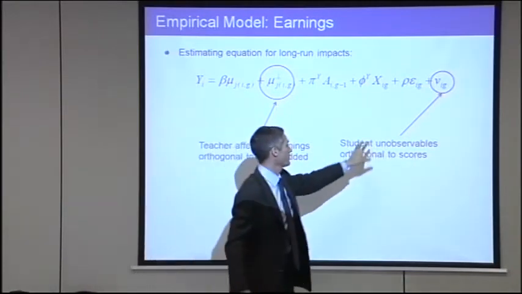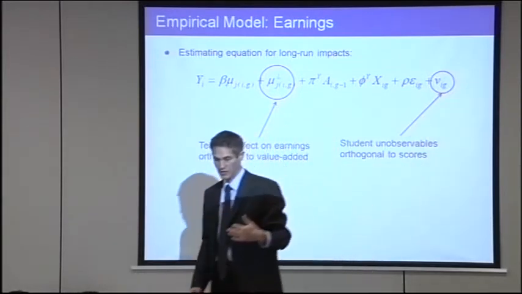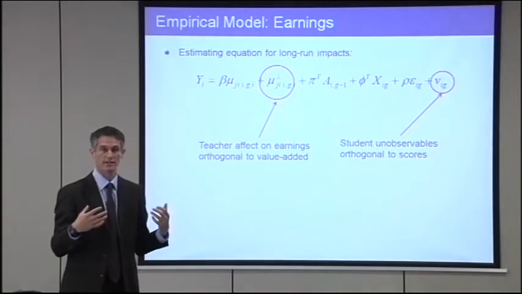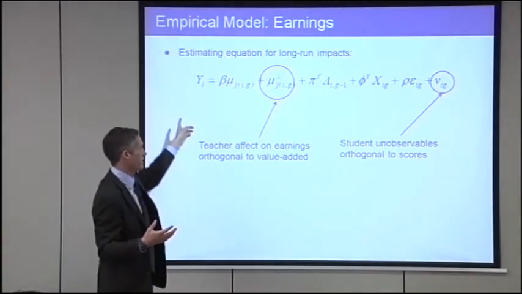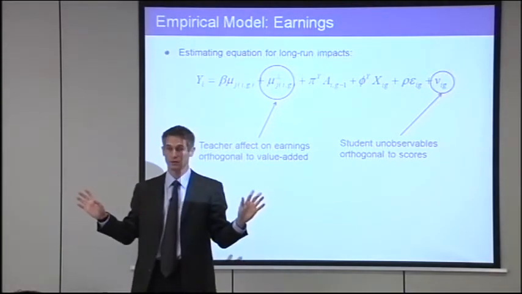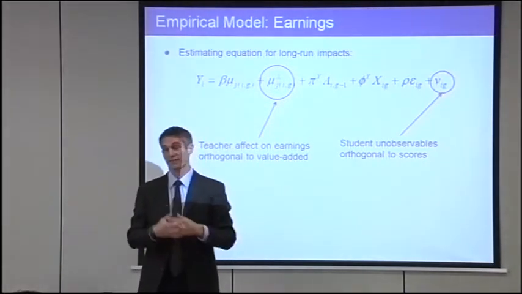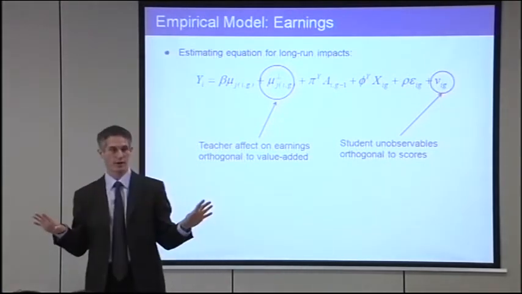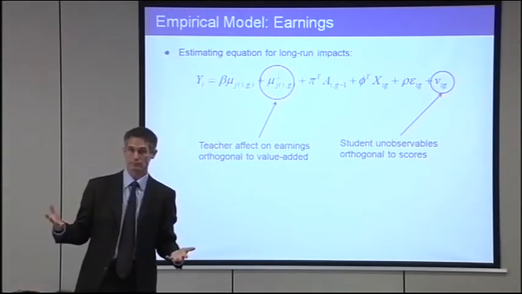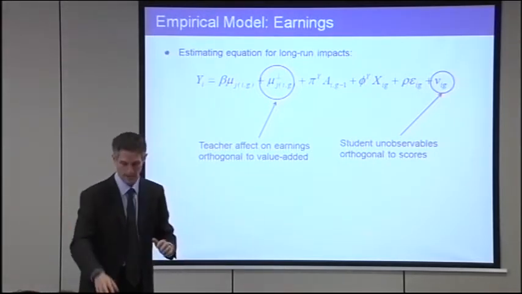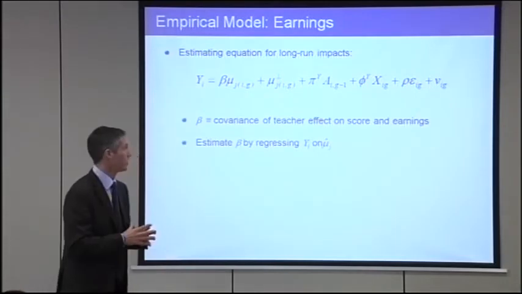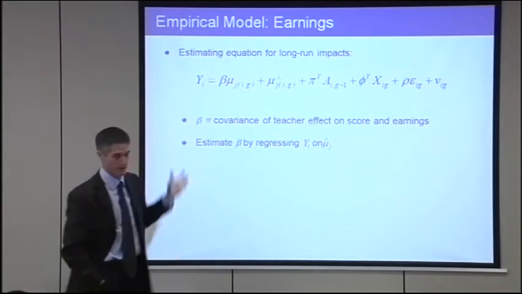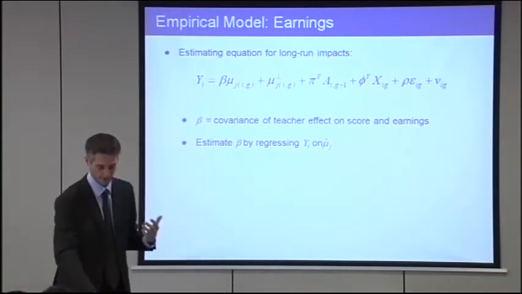And then the other thing is we have this new unobservable term, which is student unobservables that are orthogonal to scores. That is, other reasons I make more money that are uncorrelated with my test scores. Right? Like, I don't know, my dad owns a factory, and I get a job in the factory. And if that has nothing to do with whether I do well on tests or not, but it will affect my earnings, that's important. Okay? So, the beta term here, the relationship between value added and earnings, that's just the covariance. Okay? And that's just going to come out of the regression.